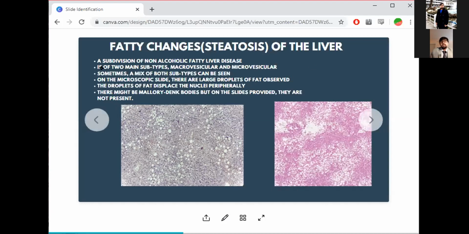Second, usually what happens with steatosis is that it's an initial form of fatty changes, right? After steatosis, you have steatohepatitis, which is where there is inflammation of the liver itself. Now, in steatosis, you will not see any inflammation. Now, how is that important?